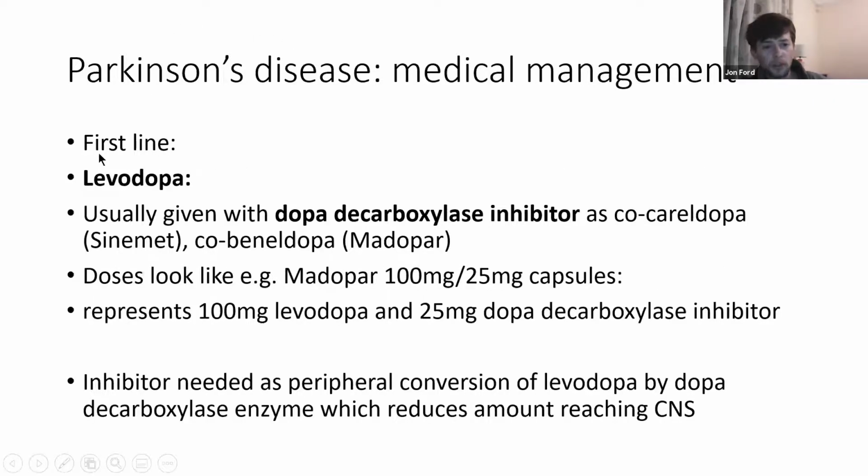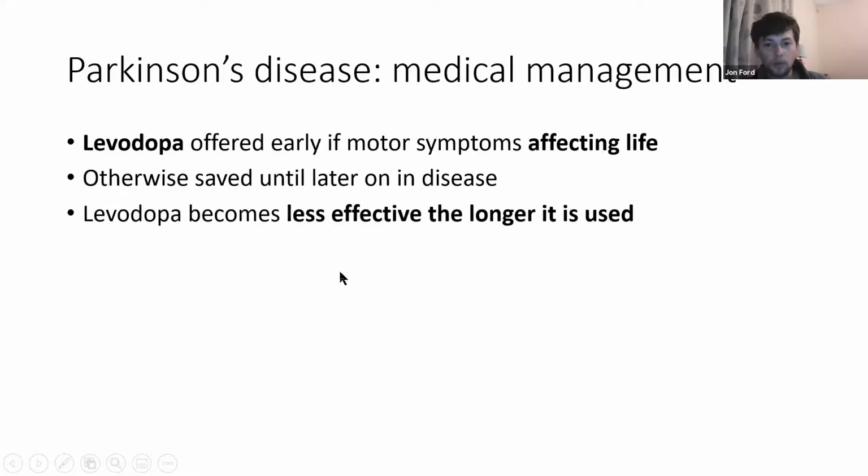So in terms of the drugs, it's useful to know about the drugs for exams and beyond. Levodopa is the first line medication. It's usually given with a dopa decarboxylase inhibitor, which prevents the levodopa being broken down in the body before it reaches the brain, such as co-careldopa, which is called Sinemet as a brand, or co-beneldopa for Madopar. I've not really seen much about that one. And when you see it written down, it'll have these two numbers, 100 milligram over 25 milligram, for example, where the 100 milligram is the levodopa and the 25 milligram is the dopa decarboxylase inhibitor. And as we've said, it just stops the peripheral conversion.